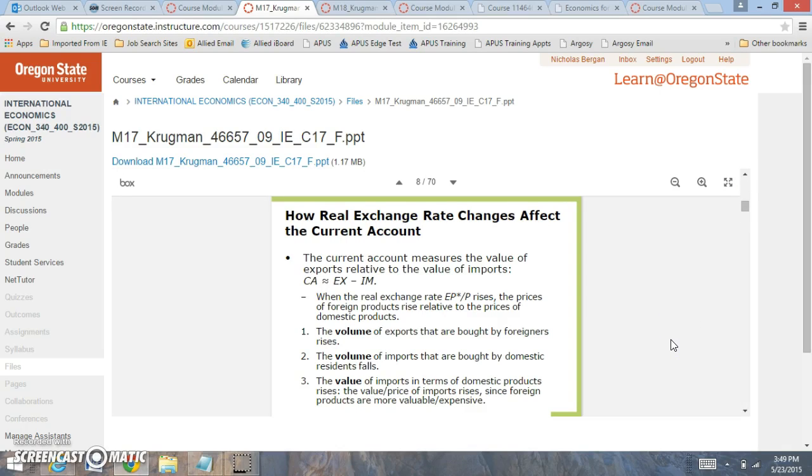Now, for exchange rate fluctuations, there are 2 different types. You have an appreciating currency and a depreciating currency. An appreciating currency is where one currency increases in value compared to another currency, whereas a depreciating currency is a decrease in value relative to another currency. So those are some of the points that you're going to be focusing on in chapter 17.